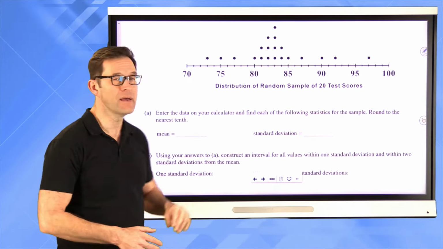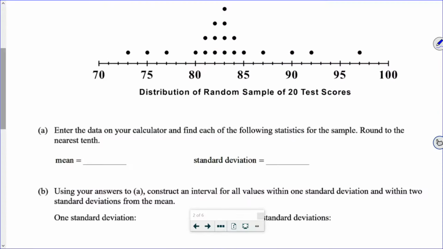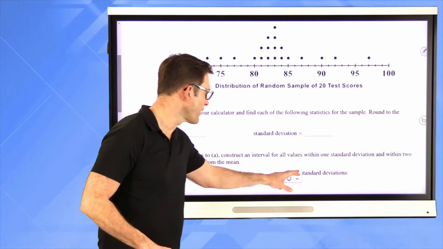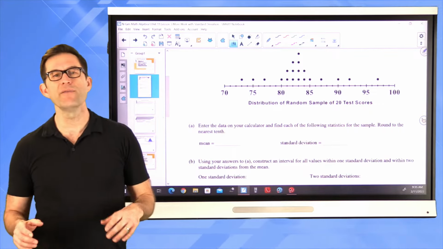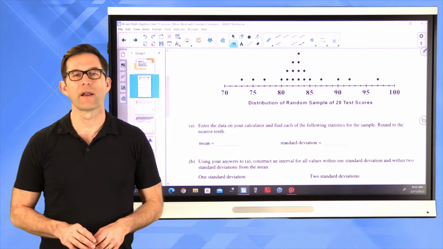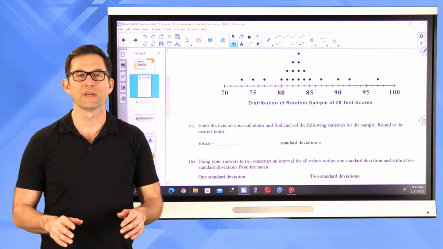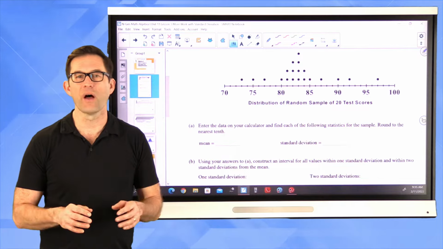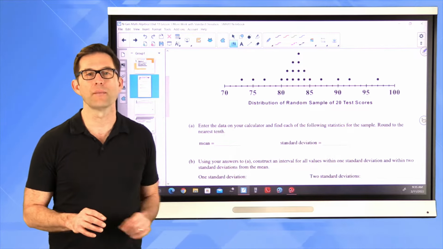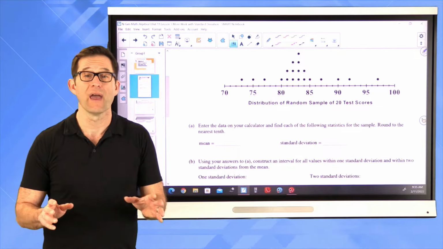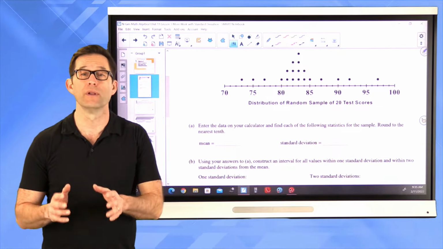Now, in letter A, let's take a look at what they ask us to do. Enter the data on your calculator and find each of the following statistics for the sample. Round to the nearest tenth. All right, so let's take a look at how this is done on the calculator. Now, as I've mentioned in previous lessons, how you enter data on a given graphing calculator really depends on what calculator you're using. Whether you're using a Texas Instruments 84 Plus or a TI Inspire, or a Casio or Hewlett Packard or whatever you're using, how you enter the data is really different.